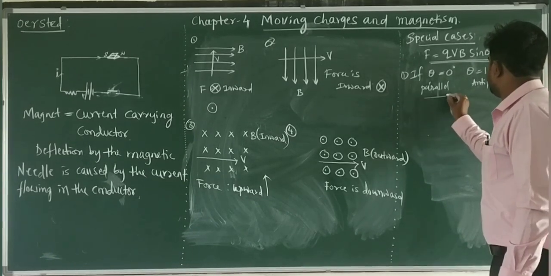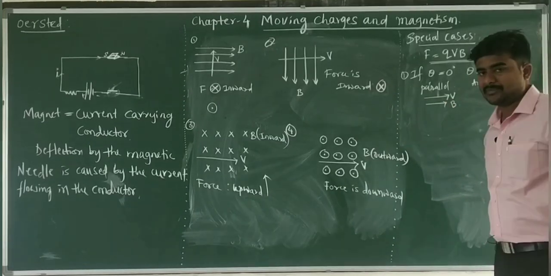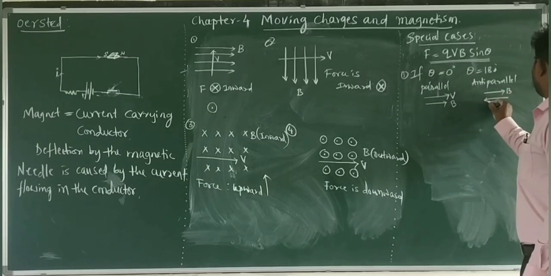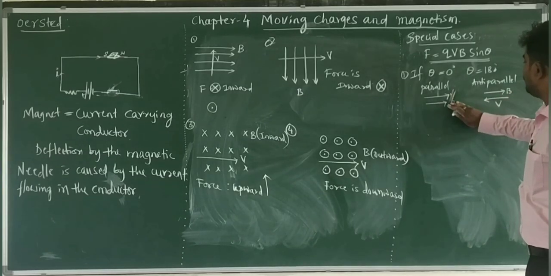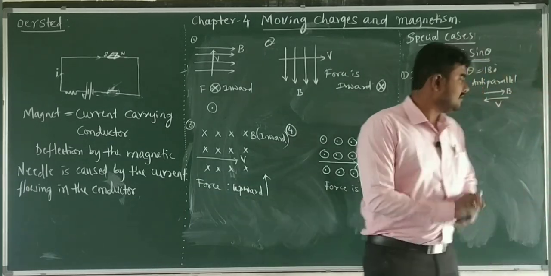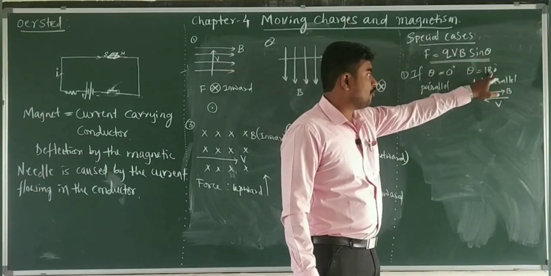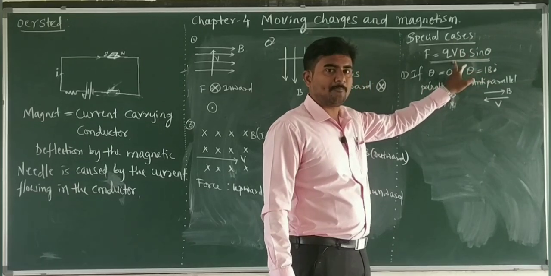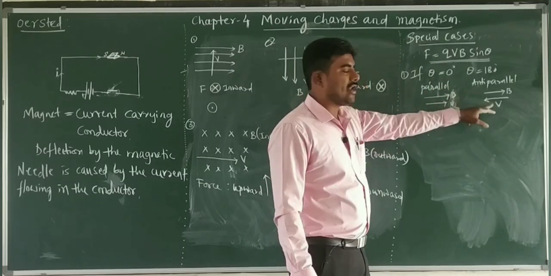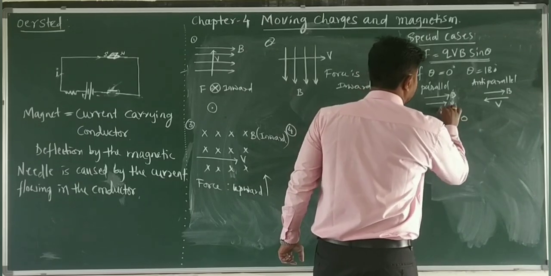Its meaning is this is velocity and this is magnetic field, both in the same direction. Or this is magnetic field and this is velocity, anti-parallel. See, in this case, sin 0 is 0 and sin 180 is also 0. Therefore, 0 into anything is 0. It means if B and V are either parallel or anti-parallel, the force is going to be 0.